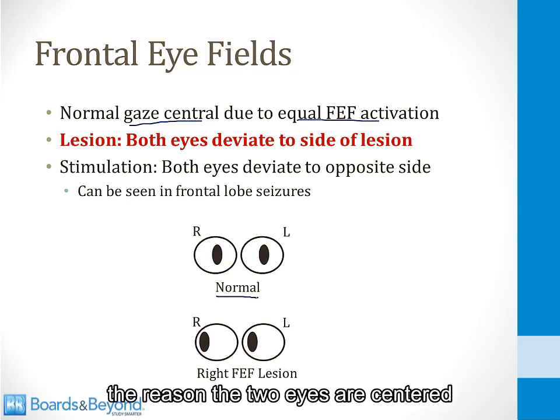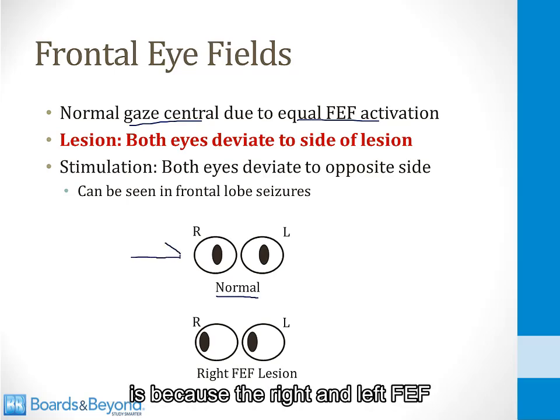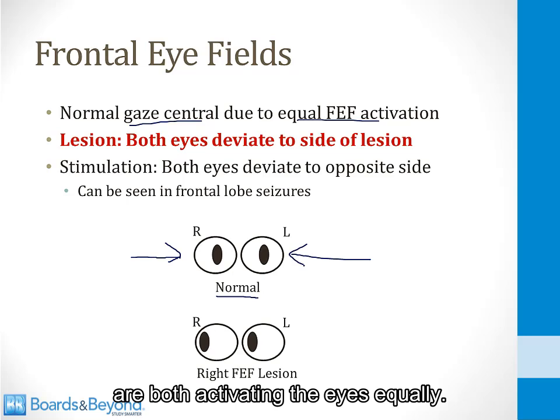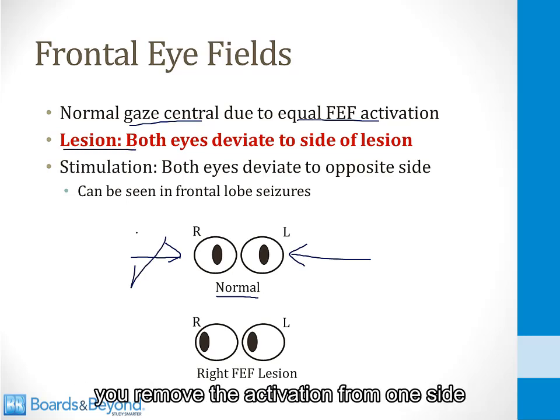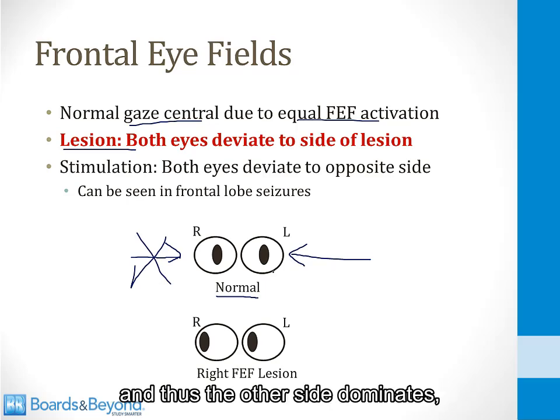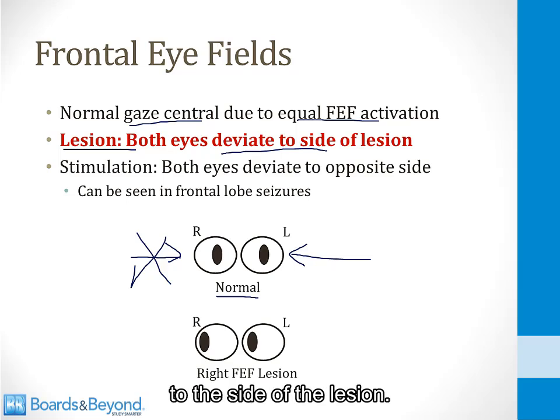In other words, if you look at this normal example of two eyes on the screen here, the reason the two eyes are centered is because the right and left FEF are both activating the eyes equally. What this means is when you have a lesion, you remove the activation from one side and thus the other side dominates, and this means both eyes will deviate to the side of the lesion.